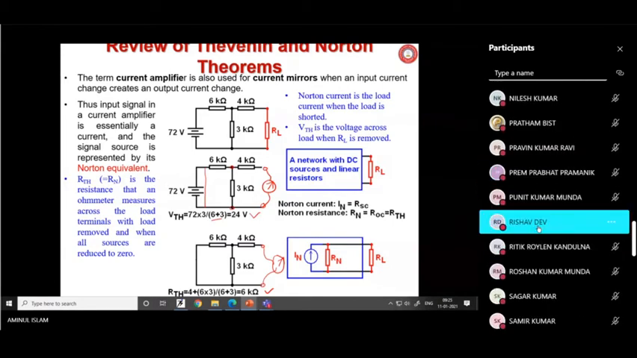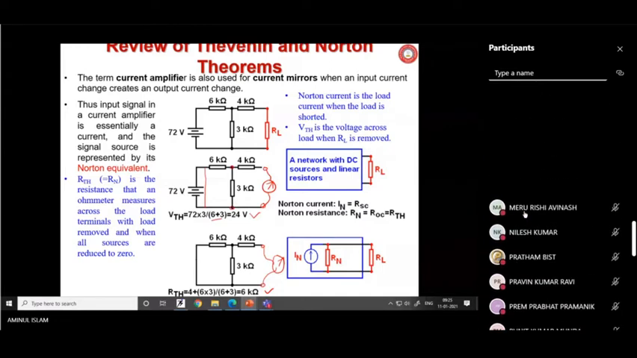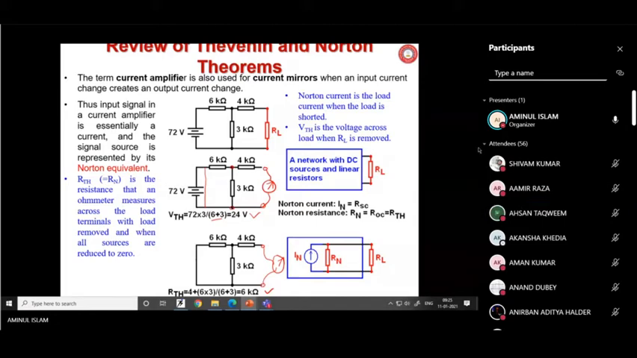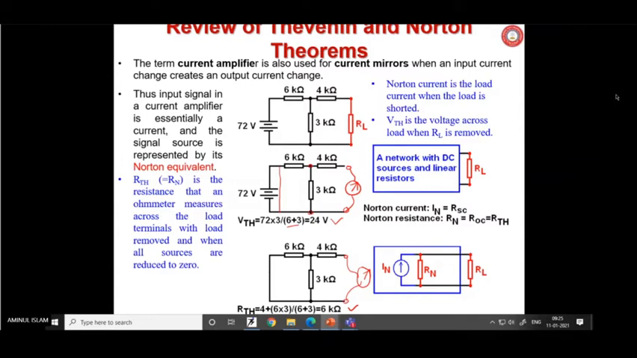In case of Norton current, it is the same way. Norton current IN equals the current when a short is applied across the load. Whatever current is, that is the short circuit current. The Norton resistance is RN. RN is the same as RTH: you remove the load and measure the resistance.